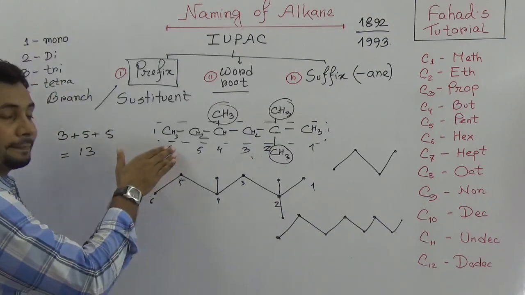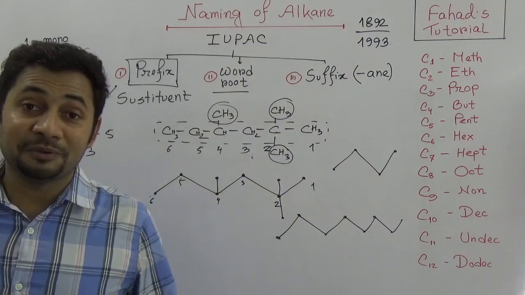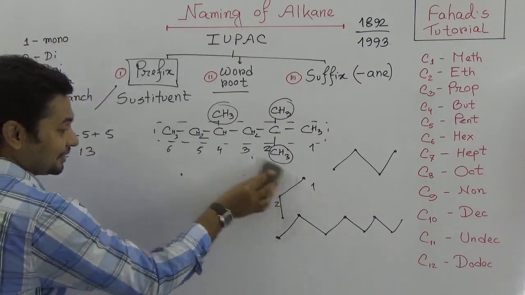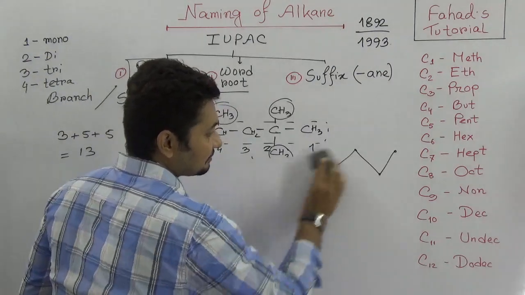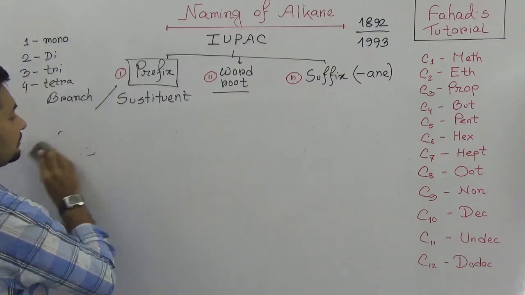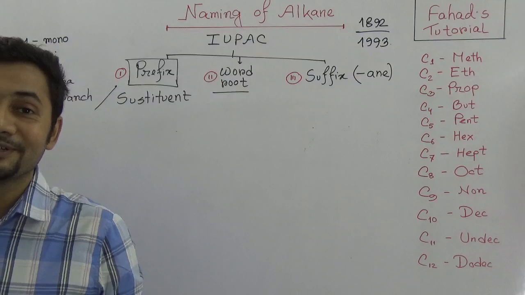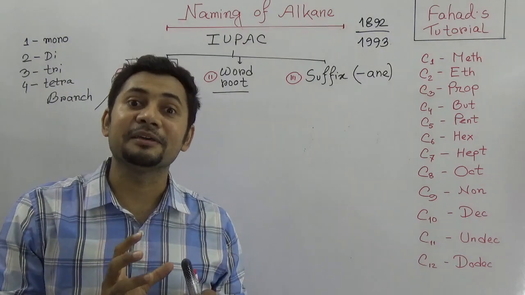So you understand what is the lowest sum method, what is the prefix, what is the suffix, and what is the word root. The word root always depends on the number of carbons we have. I'm just giving you a simple idea about the naming of alkanes.